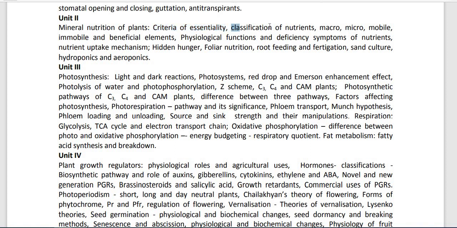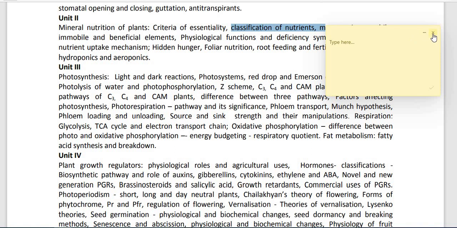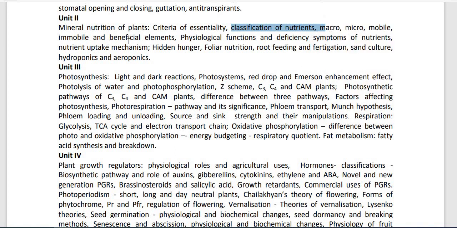Then the classification of nutrients. The nutrients are classified into macronutrients, micronutrients, and beneficial elements. You have to memorize macronutrients like nitrogen, phosphorus, and potassium. Likewise, you have to see all the elements which come under the micronutrients. Then you have to see the physiological functions of the macro and micronutrients, and also focus on the deficiency symptoms.